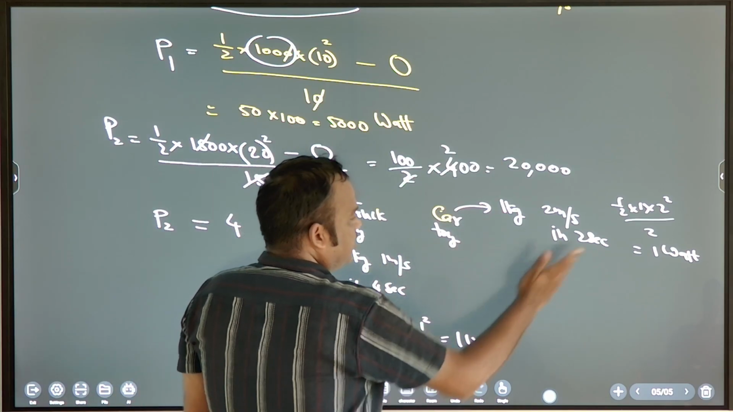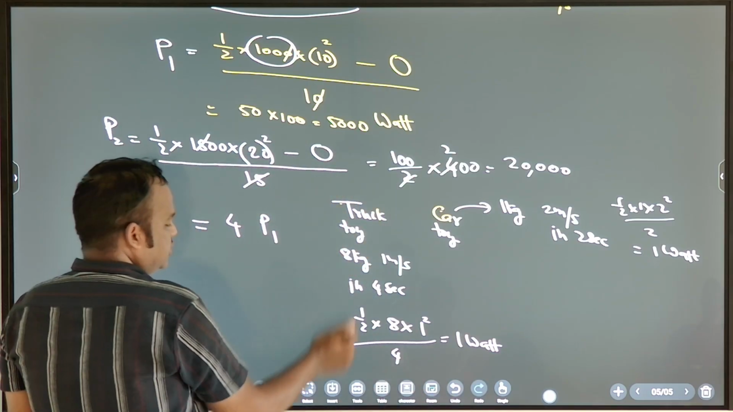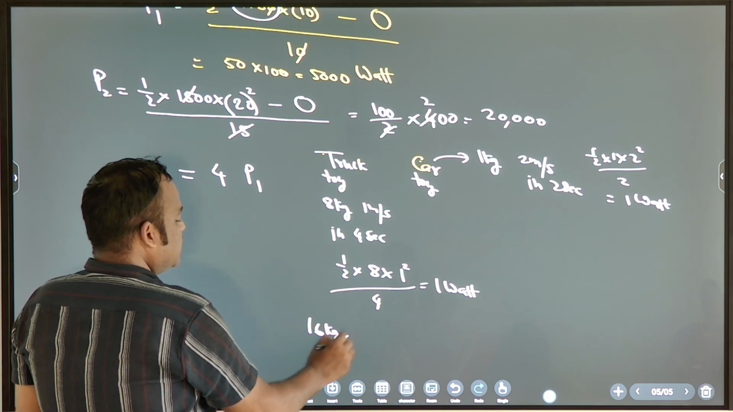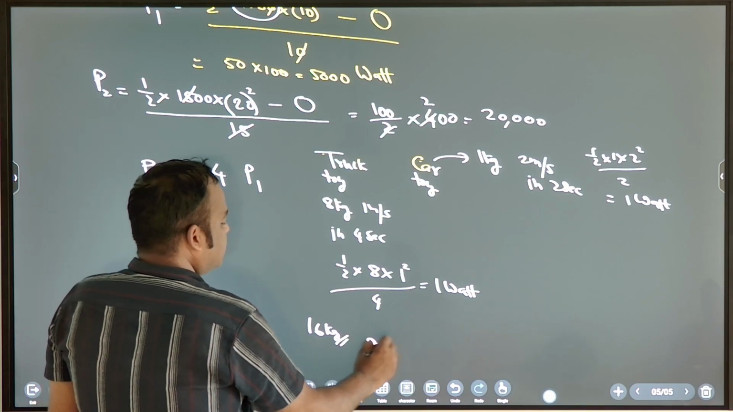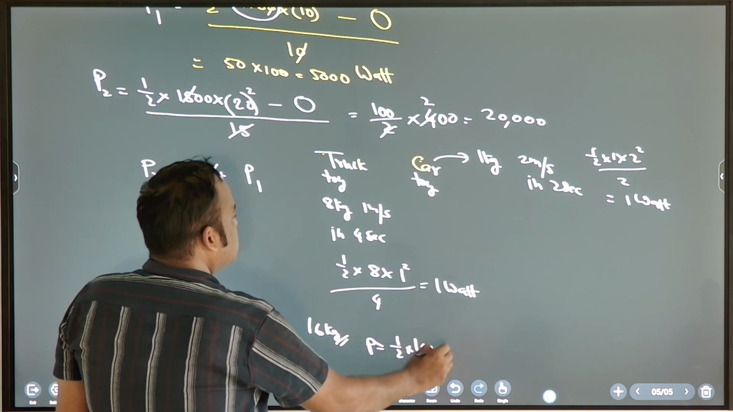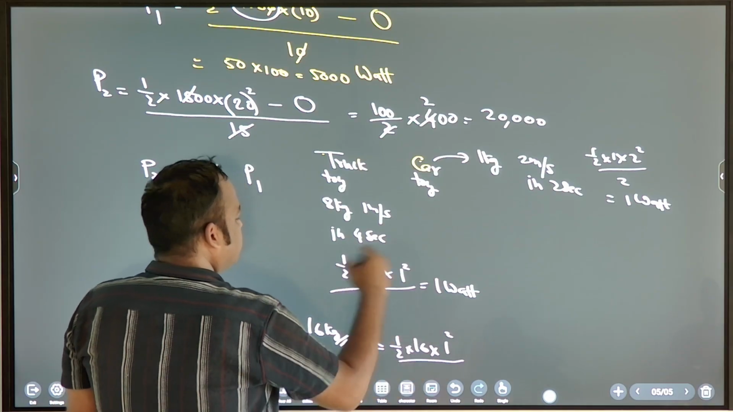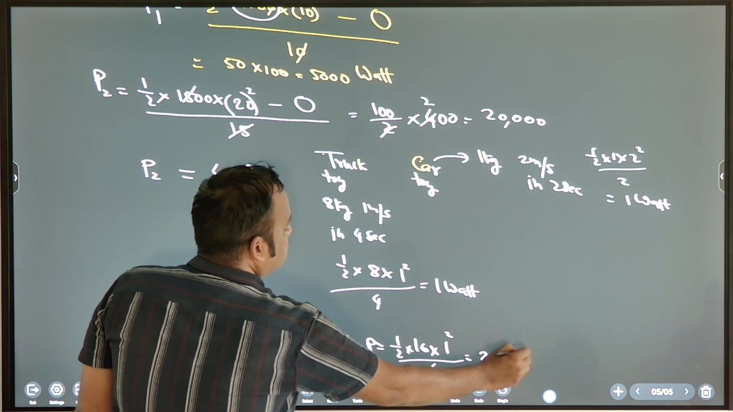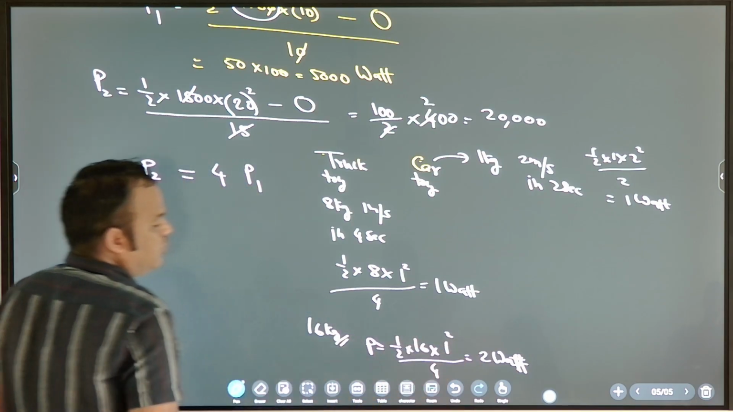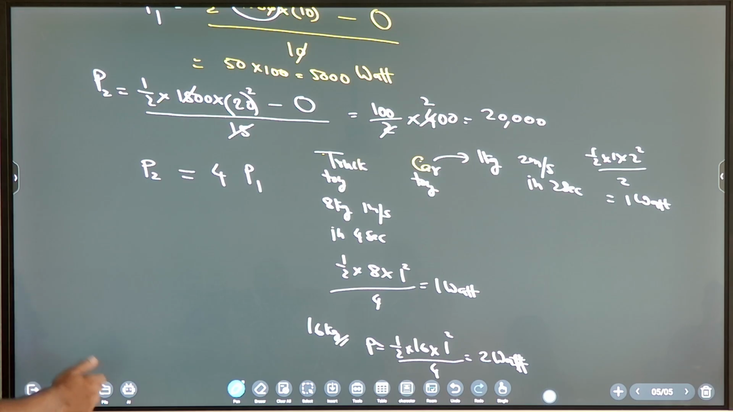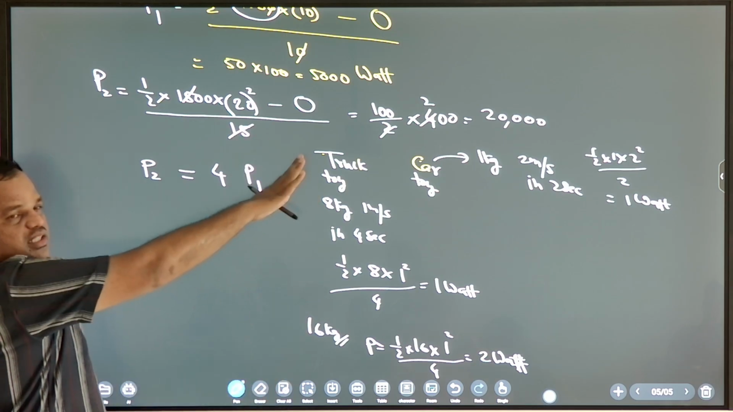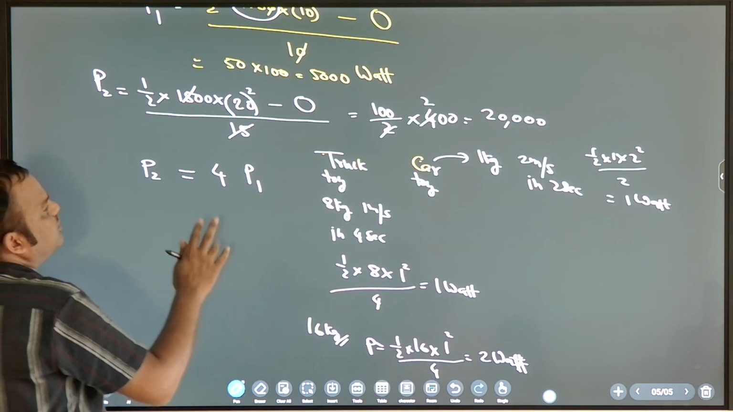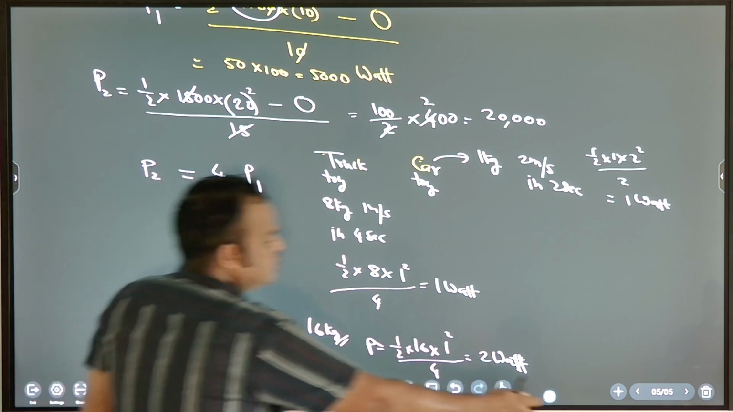Okay, so same power. If you change the mass of the truck to 16 kg, then what is the power of the truck? Half into 16 into 1 square divided by 4. Then what is your answer? 2 watt. So the power of the truck is 2 watt. Okay, clear? So remember this: change in kinetic energy per unit time is equal to what? Power, average power.